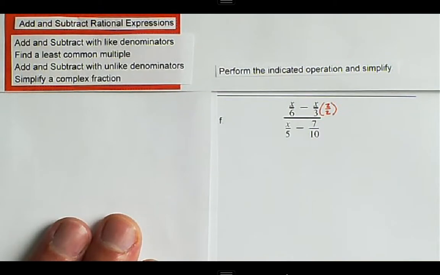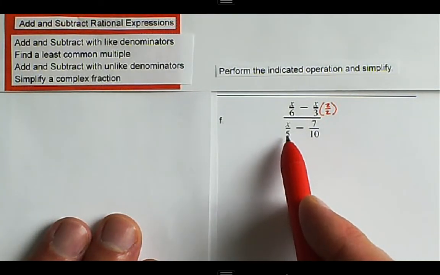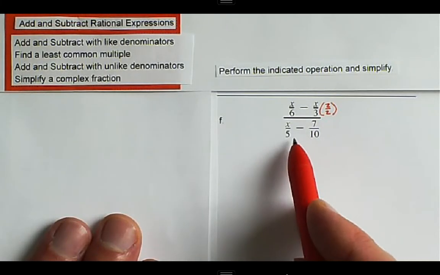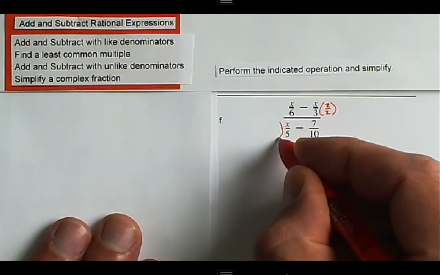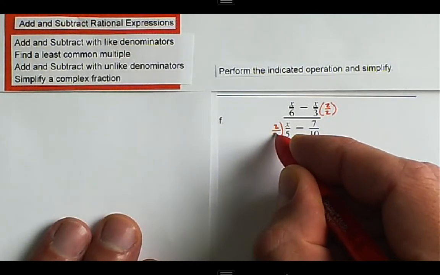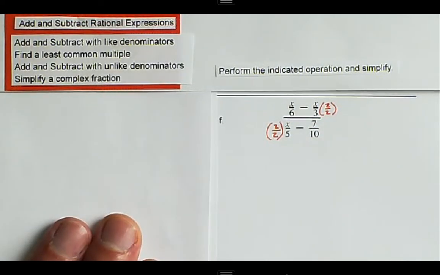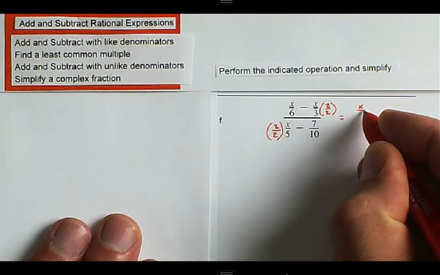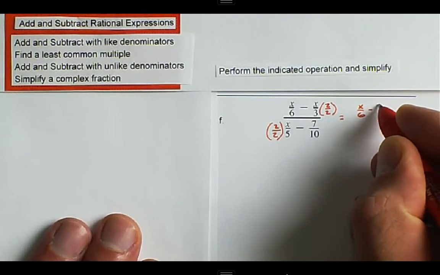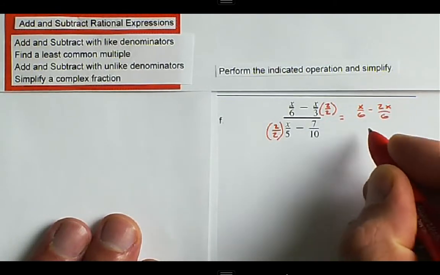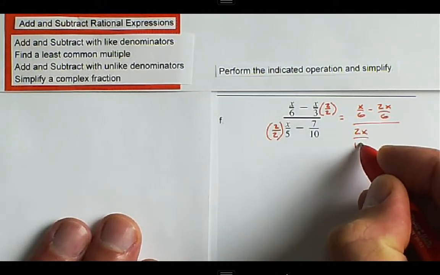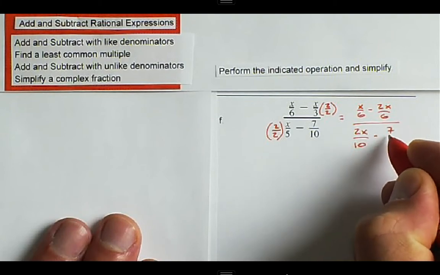And then in the denominator here, on the left side, we have x over 5, and we need to make this 5 become 10 so that we can subtract them. In order to make 5 become 10, we need to multiply by 2. So we're going to multiply just this side of the denominator by 2. And what that's going to get us is x over 6 minus 2x over 6. And then we're going to get 2x over 10 minus 7 over 10.